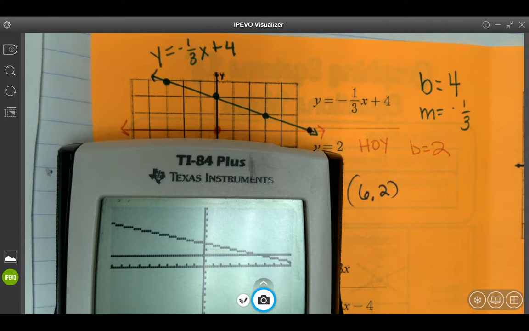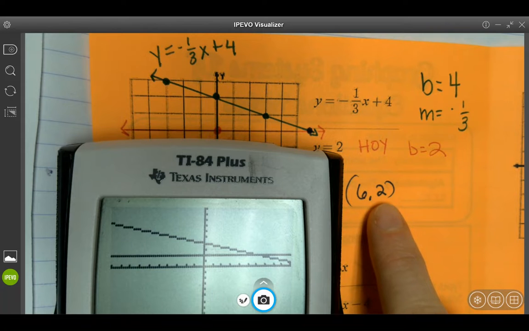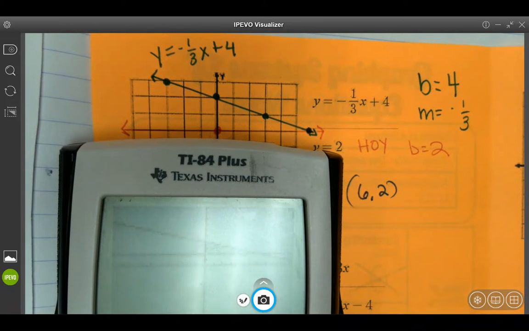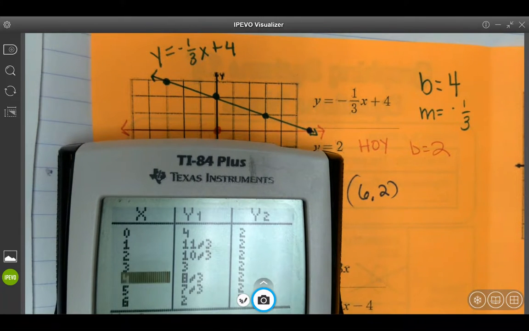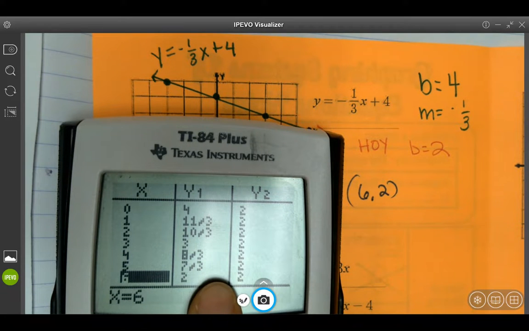We can look at the table first and see if 6, 2 is on the table. And then we can do the intersect using the calculate button. So once you have it on here, let's look at the table. So second graph for the table, 6, 2, which it is. 6, 2 is on there. Y1 and Y2 both are 2. So that means that's my solution. So 6, 2 is right.